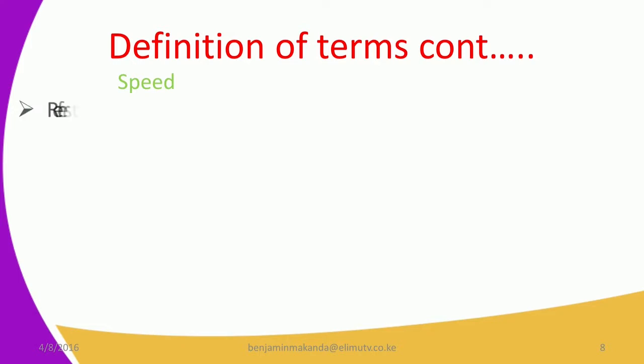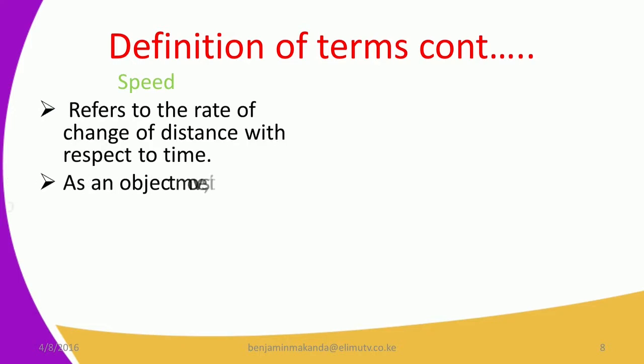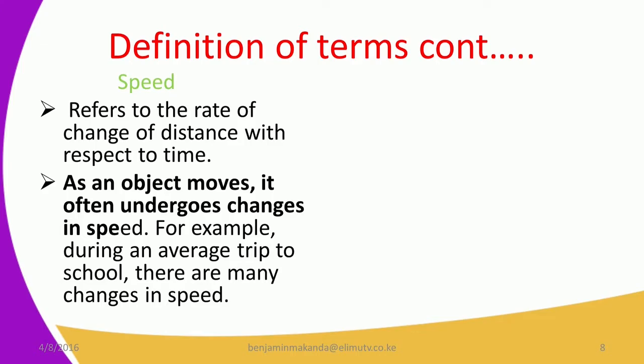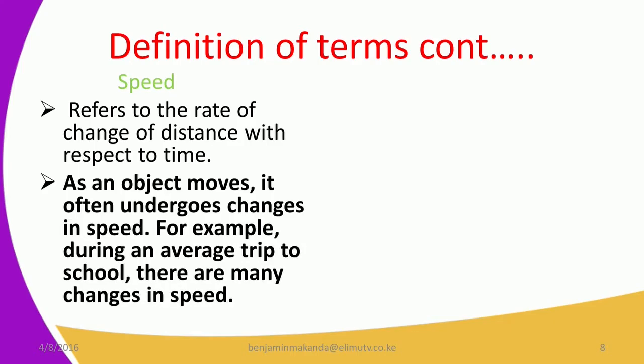Definition: we have speed. Speed refers to the rate of change of distance with respect to time. As an object moves, it often undergoes changes in speed. For example, during an average trip to school, there are many changes in speed.